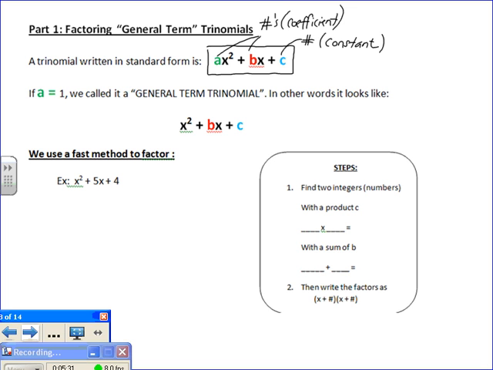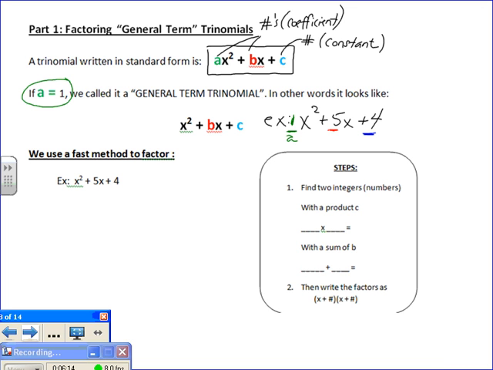So for example, let me just give an example. x squared plus 5x plus 4 is an example of a trinomial. This is a general term trinomial where the b is 5, that's the coefficient in front of the x. The c would be 4, and a would be this number here that's not written. Okay, it's a 1. And a general term trinomial is when a is equal to 1. So every time we have a trinomial where the number in front of the x squared is just 1, we call that a general term trinomial.